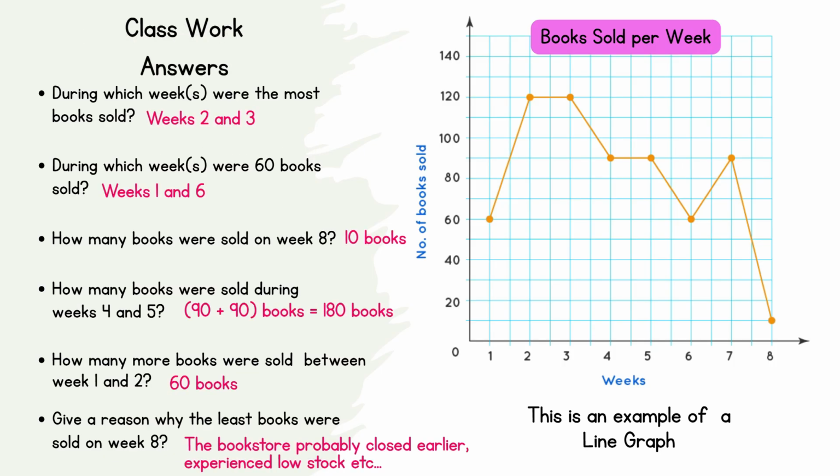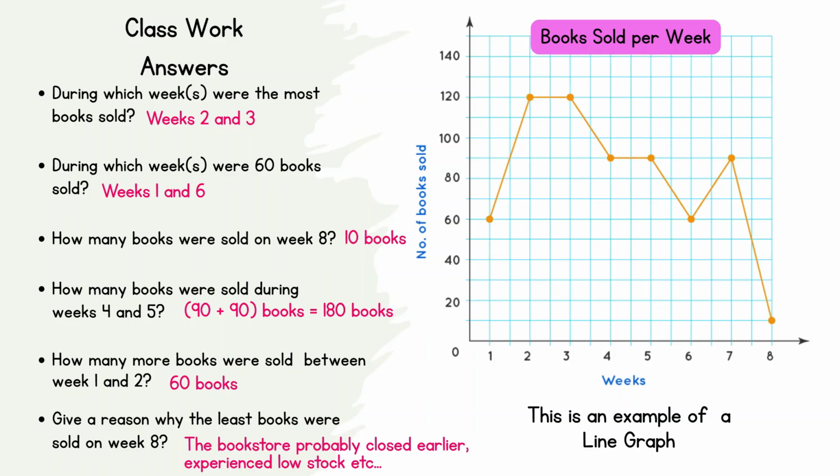Do you have these questions correct? So weeks 2 and 3 are the weeks in which the most books were sold. Weeks 1 and 6 are the weeks in which 60 books were sold. Then it says how many books were sold in week 8. There were 10 books sold in week 8. I hope you got that correct.